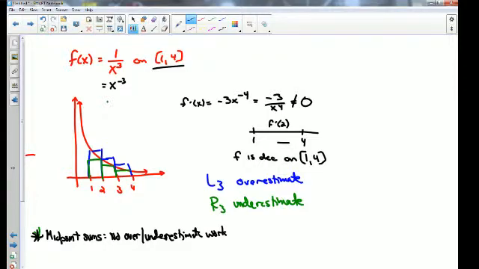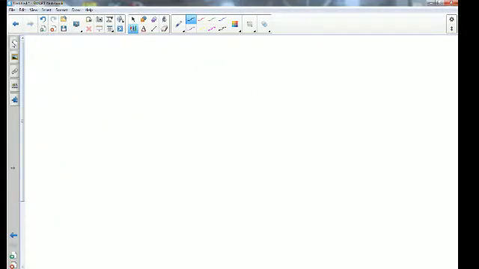All right, so let's talk about trapezoid sums. Let's try a different function this time. Let's do a trapezoidal sum with 2 subintervals for y equals sine x from 0 to pi over 2.